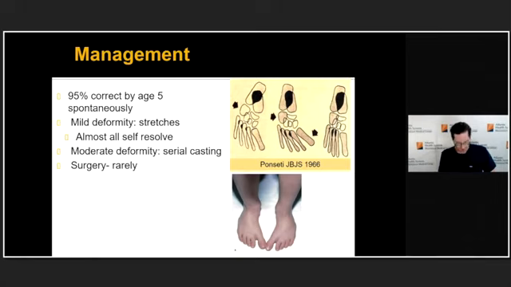So two quite different conditions, both in etiology and natural history and outcome, and I'll leave it there.